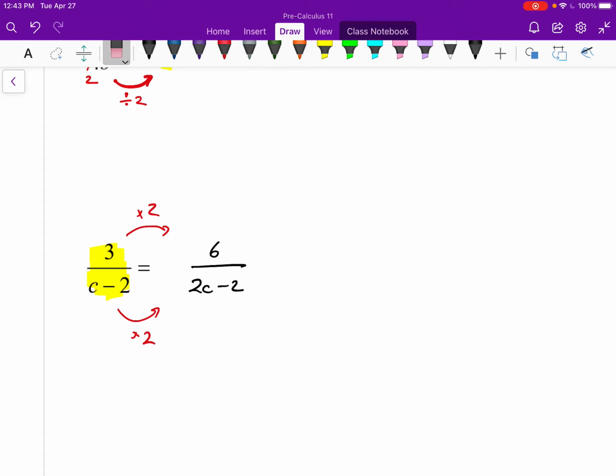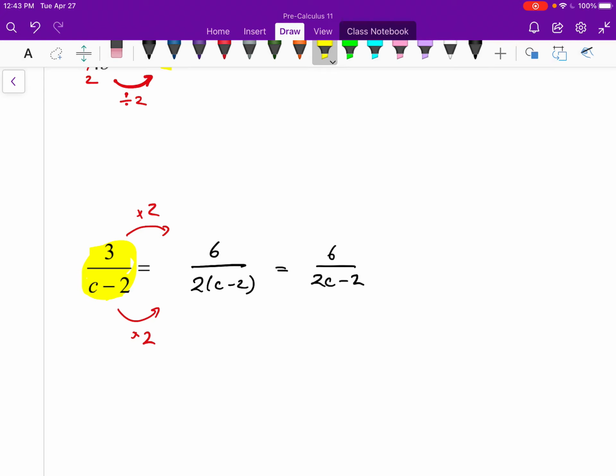Or maybe I'll do it in 2 steps. 6 over 2 times c minus 2, which is the same as 6 over 2c minus 2. Either way, they're all equivalent. I can multiply the top and bottom by anything I want, as long as I'm not multiplying the top and bottom by 0, because then I get 0 divided by 0, and again, division by 0 doesn't make sense. But again, everything you see highlighted in yellow on this page, these are all in lowest terms, or in simplest form.